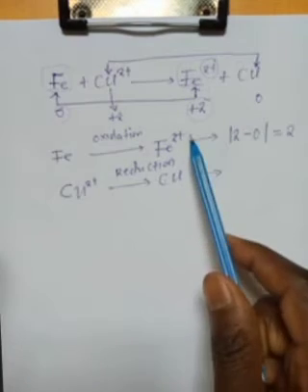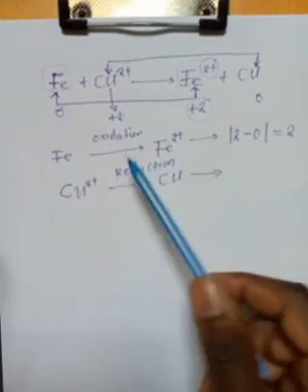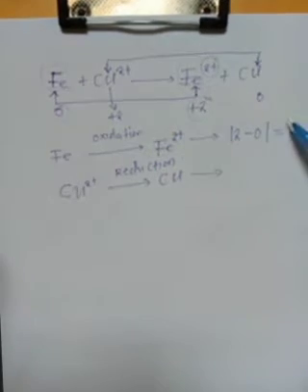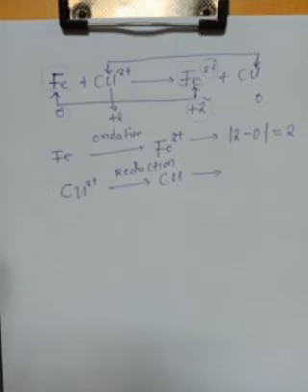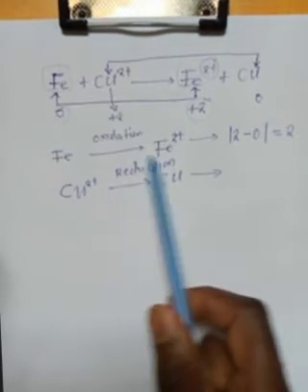So to make sure that this reaction is now balanced, what are you supposed to do? You add the same number of electrons to the part where there is a bigger number of charge. Here we have 0, but here we have 2.